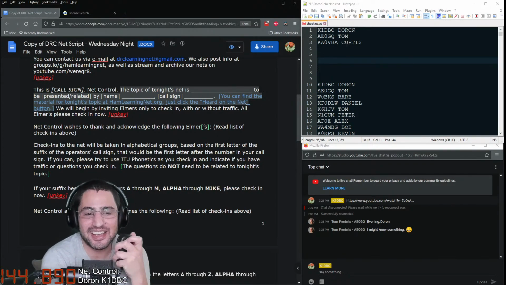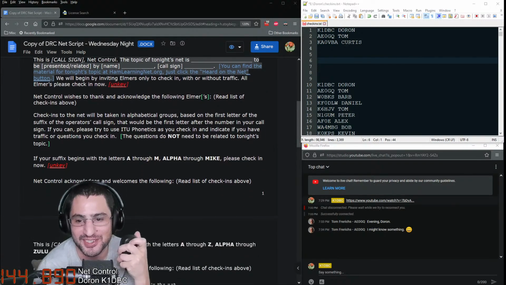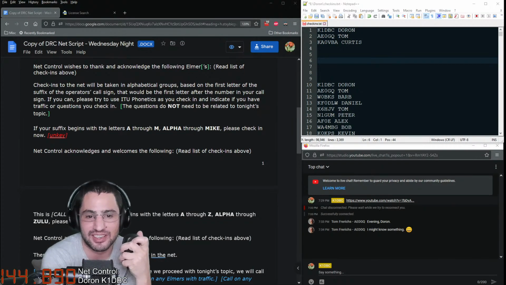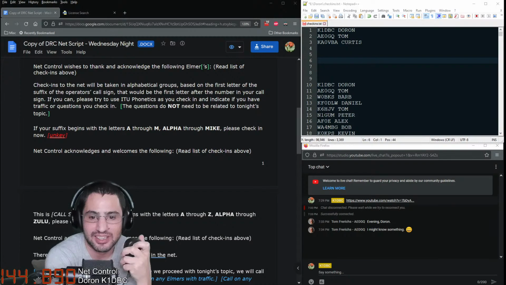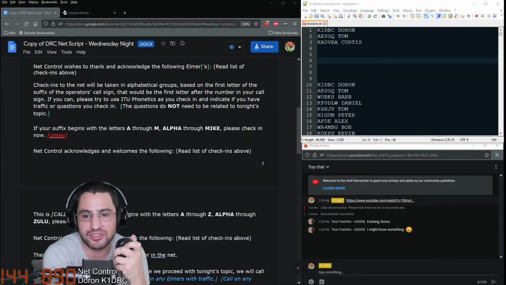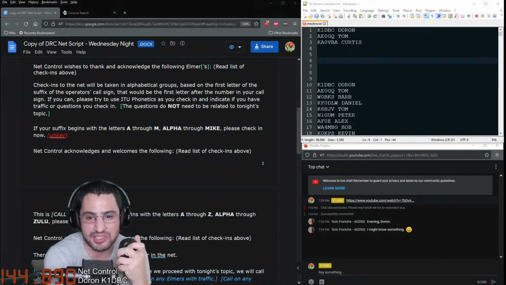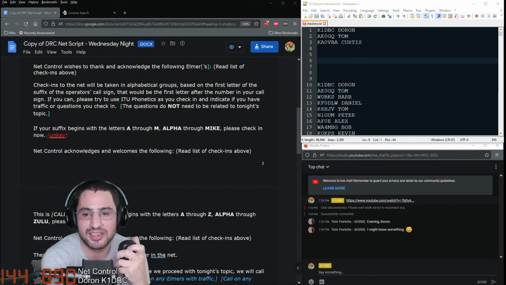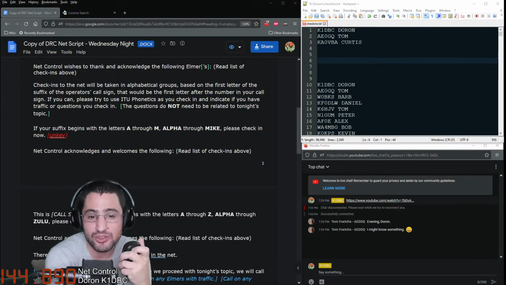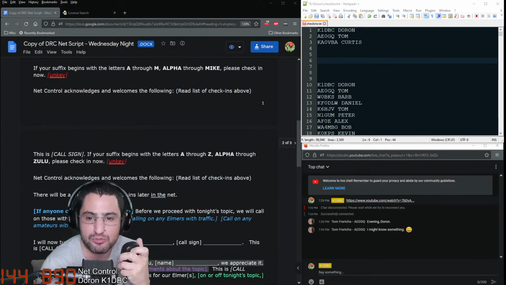All right. All other check-ins to the net will be taken in alphabetical groups based on the first letter of the suffix of the operator's call sign. The suffix is the first letter after the number in your call sign. If you can, please try to use ITU phonetics as you check in and indicate if you have traffic or questions as you do. If your suffix begins with the letters A through M, Alpha through Mike, please check in now.